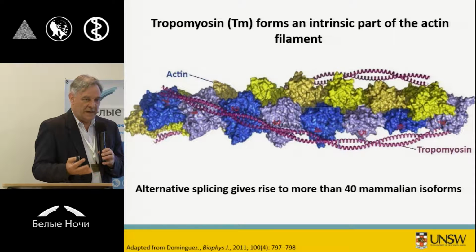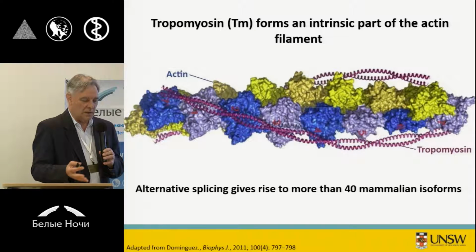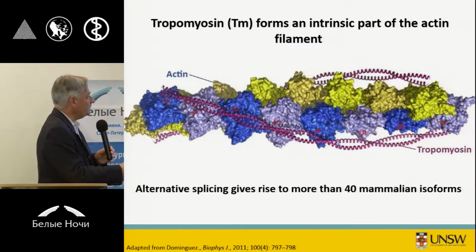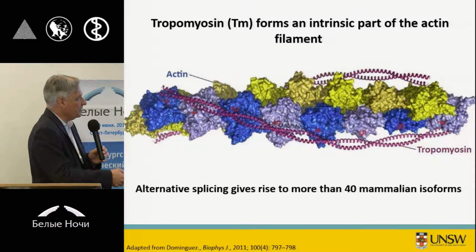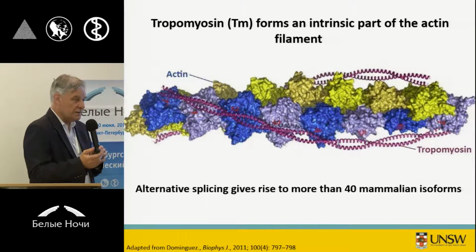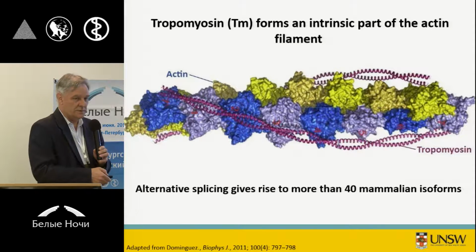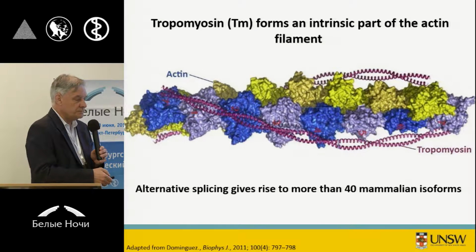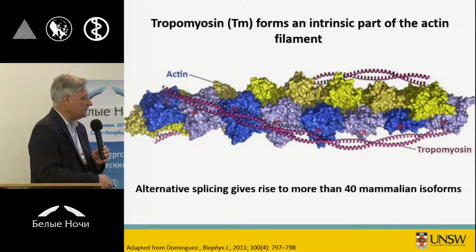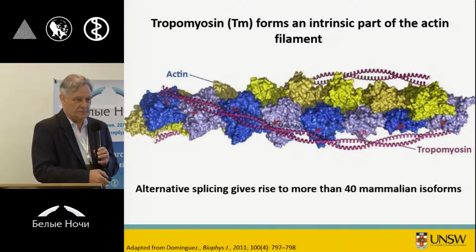The composition of actin filaments in our body consists of a primary core actin polymer, shown here as a two-stranded polymer winding around each other. In addition, most actin filaments also contain tropomyosin. Tropomyosin is a separate polymer that runs along the length of the actin filament. In your body, there are over 40 isoforms of tropomyosin.